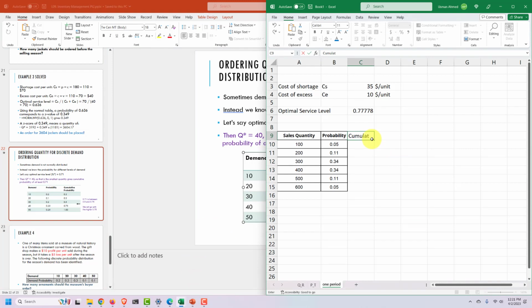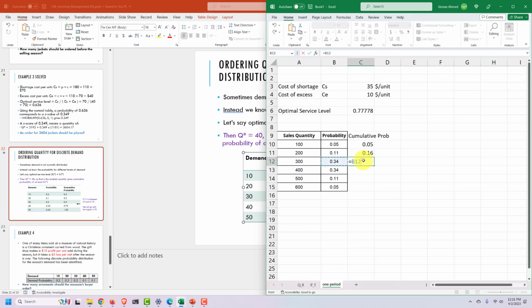Let's do the same thing, cumulative probability. So what's the probability that your demand is less than or equal to 100? That's just 0.05. What is the probability your demand is less than or equal to 200? That's 0.11, that is 200, plus the probability that it's less than or equal to 100, which is the previous cumulative one. Okay, and then you can just drag this formula down. Let me do another one for you.